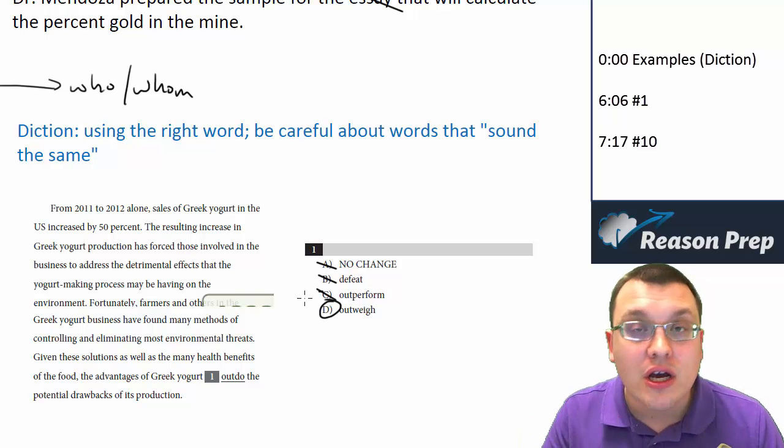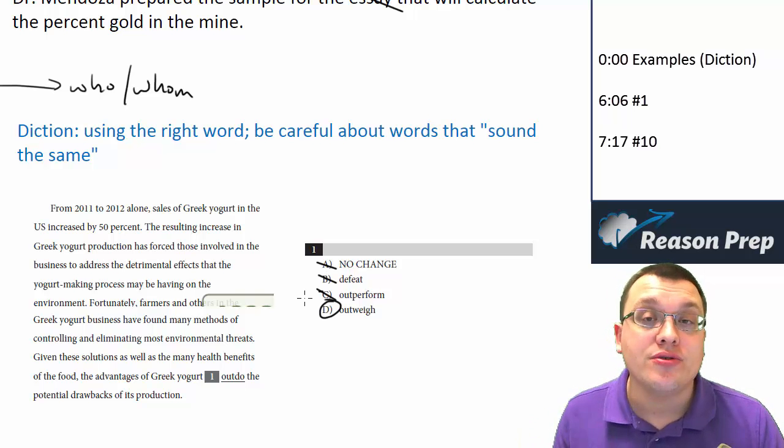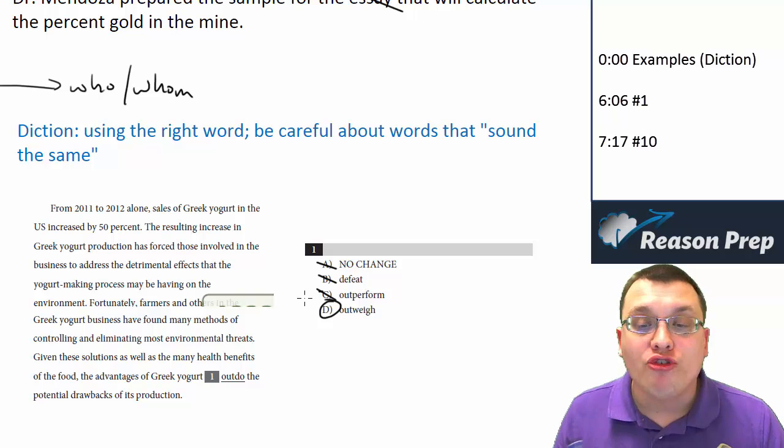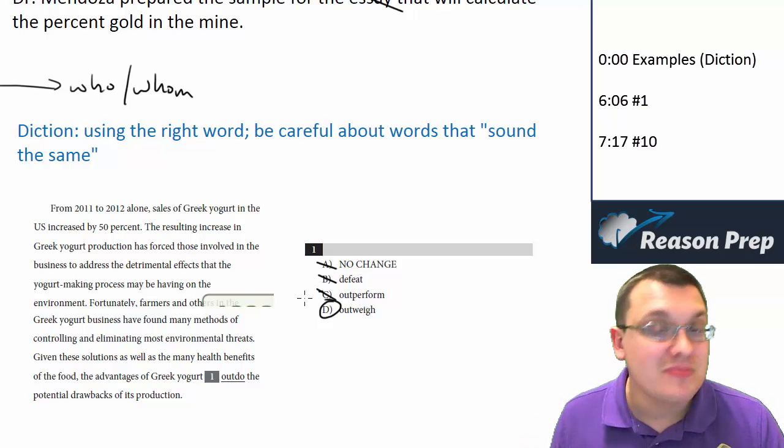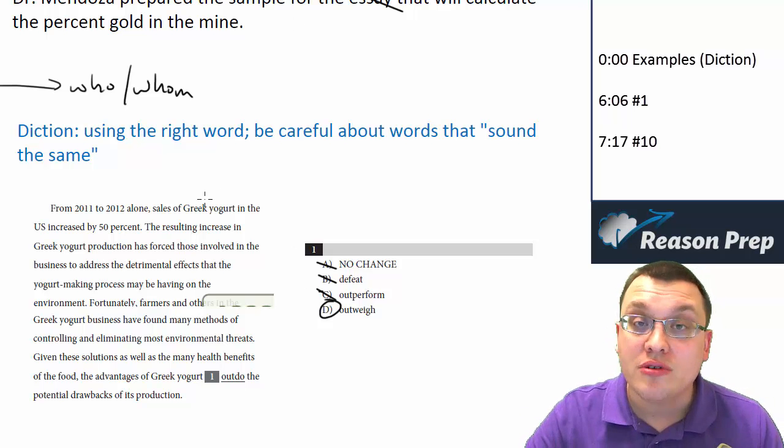This is based purely on what is standard usage. If we write sentences like this, do we use the word outdo? No, we don't. That's just the way it is. Do we use the word outweigh? Yes, that's just the way it is. Unfortunately, there's no deeper rule.